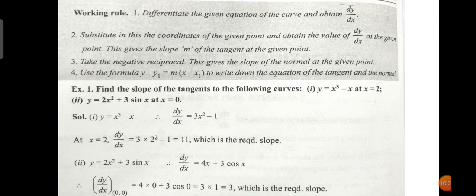For the next equation, y is equal to 2x square plus 3 sin x and x equal to 0. So the derivative dy by dx is 4x plus 3 cos x. So the required derivative is 4 into 0 plus 3 into cos 0. Cos 0 is 1, so the answer is 3. So the required slope is 3. Okay, this is how to find the slope.